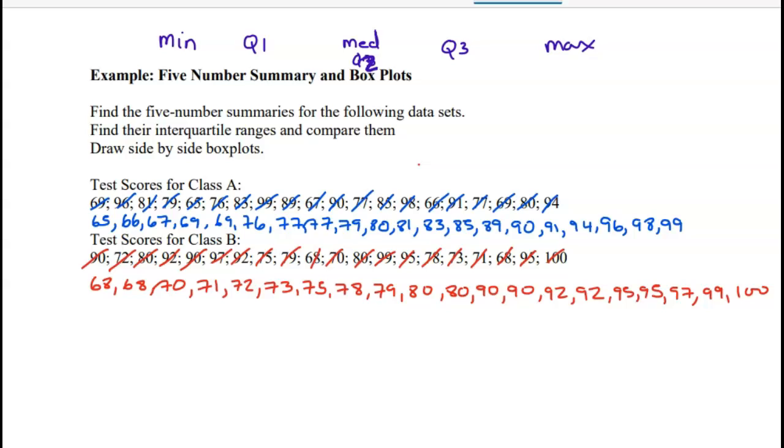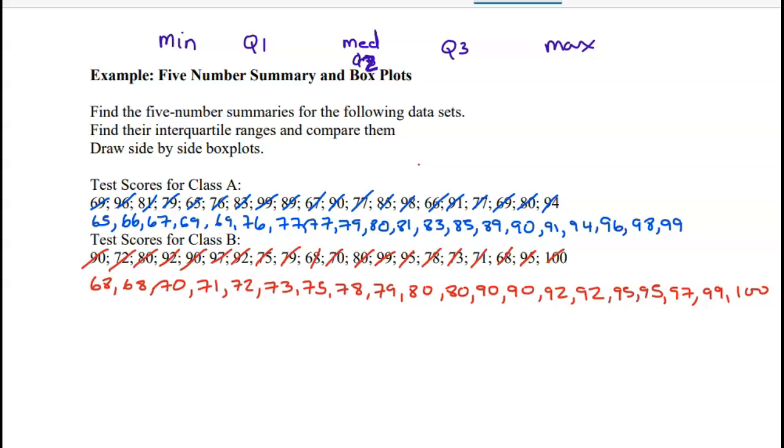So basically this breaks up the data into 4 groups that are equally sized. For example, Class A and Class B each have 20 values in the data set. So the 5 number summary breaks up your data set of 20 into 4 equal groups of 5 data points in each of the groups.